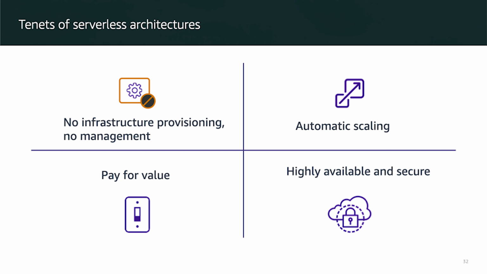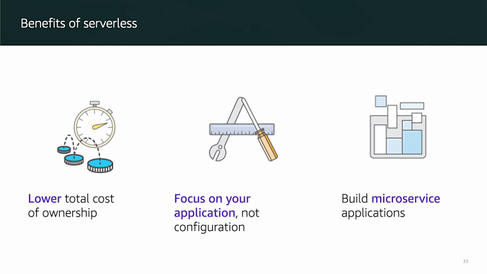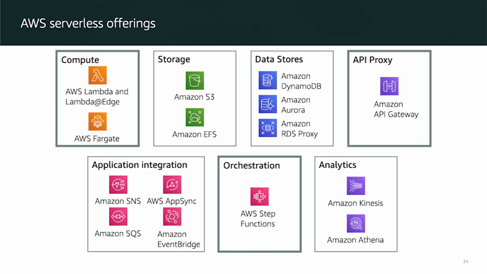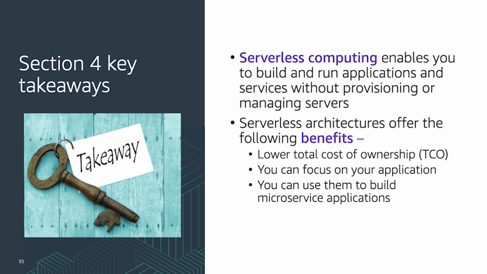So the benefits of serverless: lower total cost of ownership, and you focus on your application, not on your configuration. When you build a microservice application, AWS has many offerings that you can use to build a serverless architecture on AWS. So far in this course, you have already learned about several of them, including AWS Lambda, and we will study Amazon API Gateway and AWS Step Functions as well to build a complete serverless architecture. So let us look at AWS Lambda.